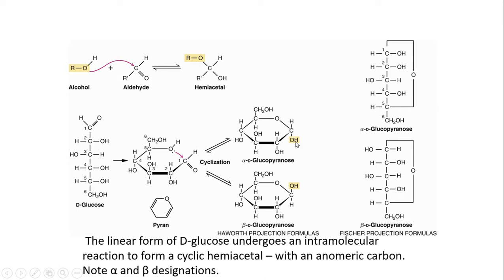So we can get two forms when we turn this into a cyclic structure. We can have the hydroxyl group in the down position or in the up position. If that group is down, it is alpha. And these are D-glucoses. See that hydroxyl group is on the right. So we have alpha D-glucopyranose or beta D-glucopyranose. And these are Haworth projections. This is the way I want you to represent these when you draw them for me.